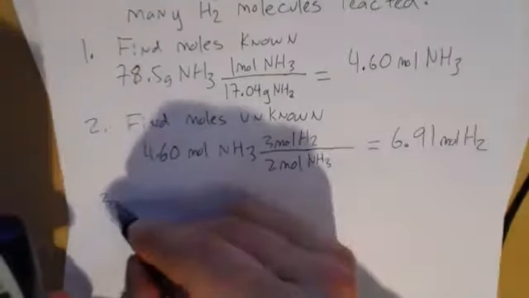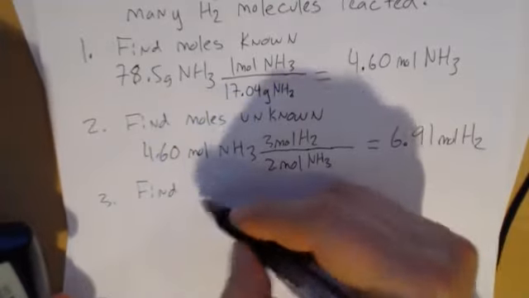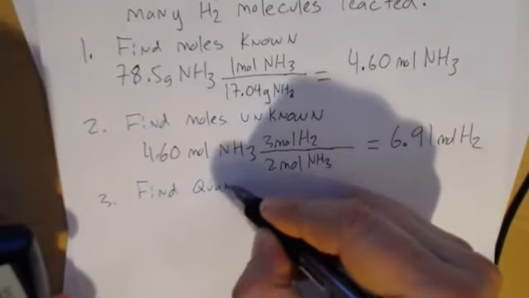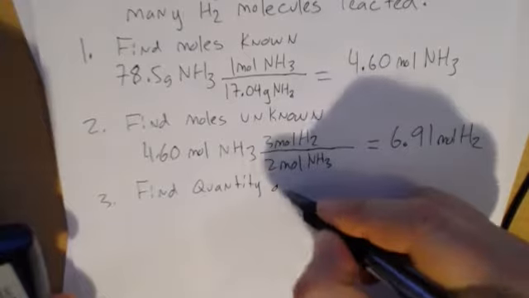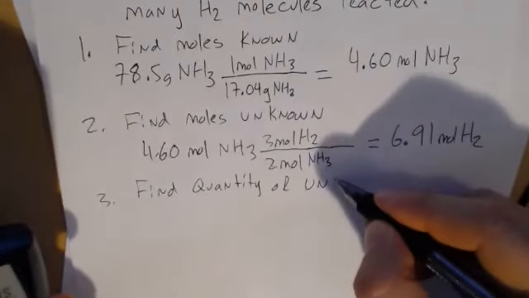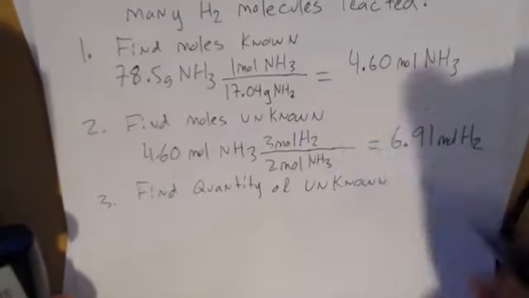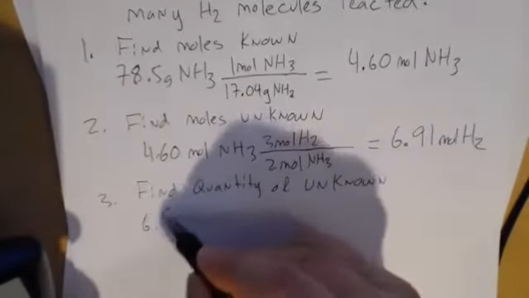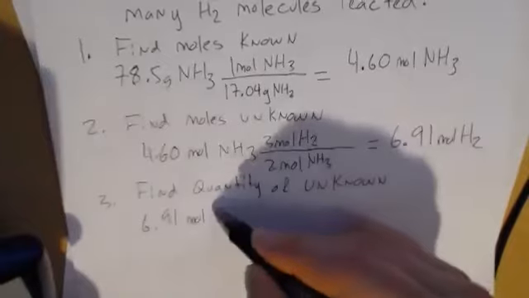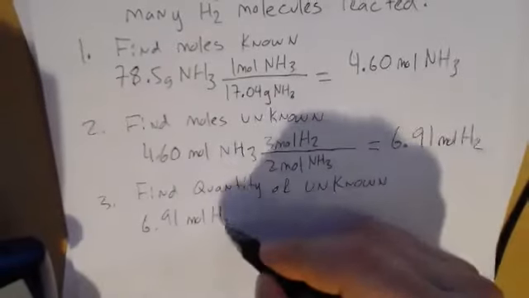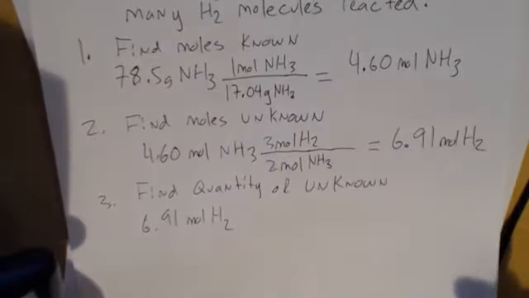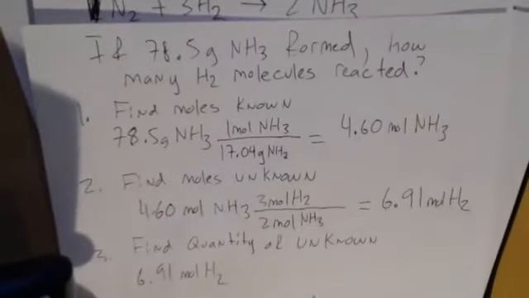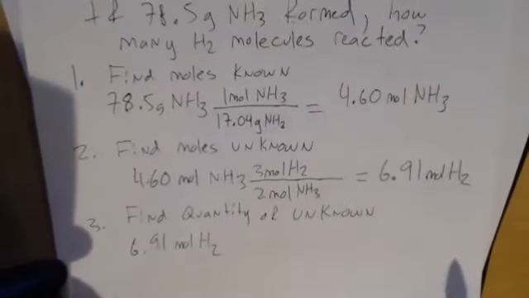Step 3, find quantity of unknown. So I'm going to use this answer here, 6.91 moles of hydrogen. I'm going to use the unrounded value in my calculator again. I want to find particles, molecules. How can I find molecules? What have I got to do?